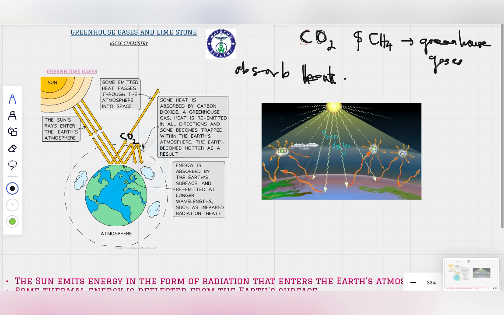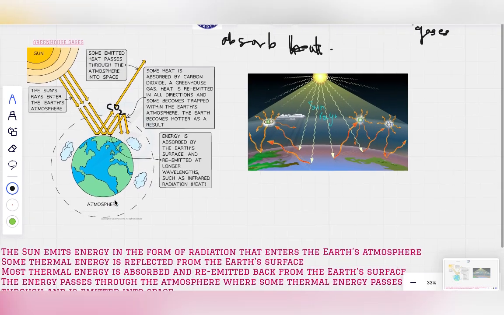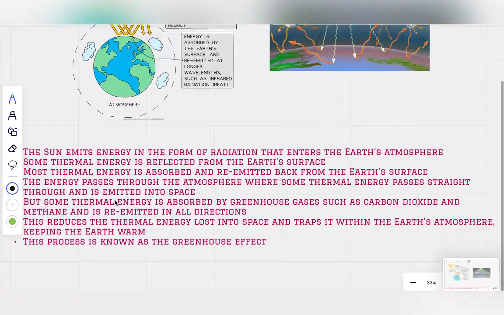How? Because it traps the heat energy coming from the sun that hits the Earth's surface and is supposed to escape. It traps it and brings it back into the Earth and makes the Earth warmer. Now, energy is absorbed by the Earth's surface and re-emitted at longer wavelengths, such as infrared radiation. So infrared radiation is superheat. It's brought back as infrared radiation, which is superheat within our Earth's crust. Okay, so that's the phenomenon we've described.